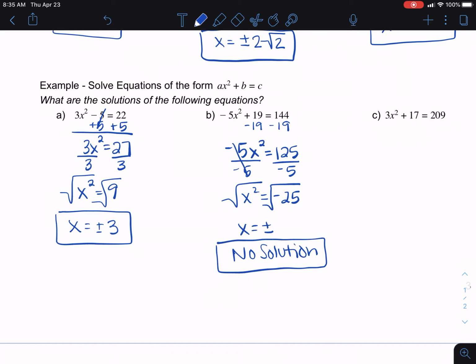And looking at c, we have 3x squared plus 17 equals 209. We're going to start off with subtracting the 17. That gives us 3x squared equals 192. And then we're going to divide by 3. So x squared equals 64. Square root both sides. So x equals plus or minus, and the square root of 64 is 8.